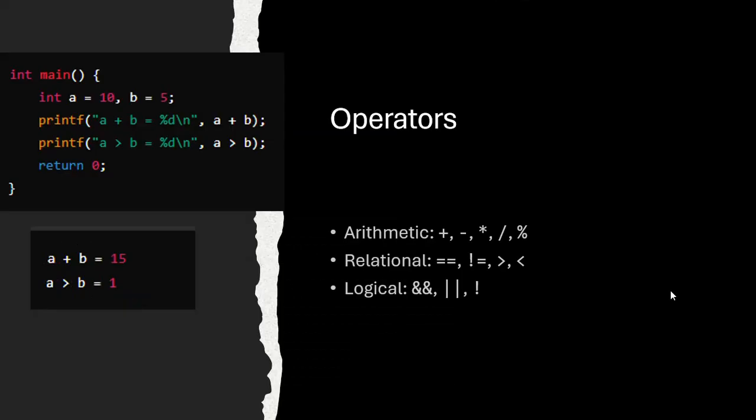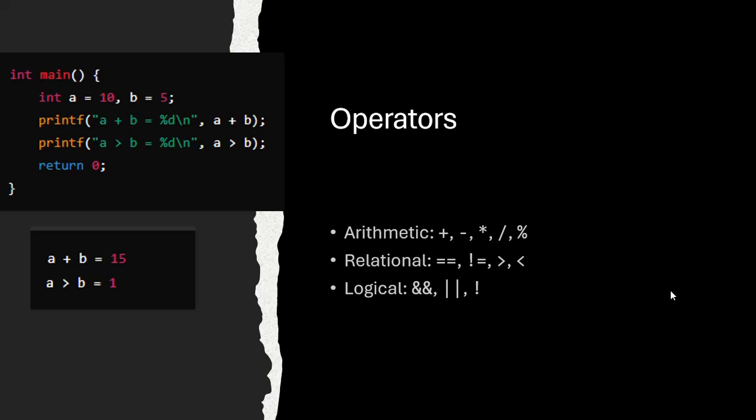Next we'll move on to operators. There are many kinds of operators, like arithmetic operators, relational operators and logical operators. Arithmetic operators are like the algebra we have learned: addition, subtraction, multiplication, division and modulus. Relational operators compare two characters or two variables. And then logical AND, logical OR and logical NOT. We see a few operations with the code on the left-hand side and the output below that.